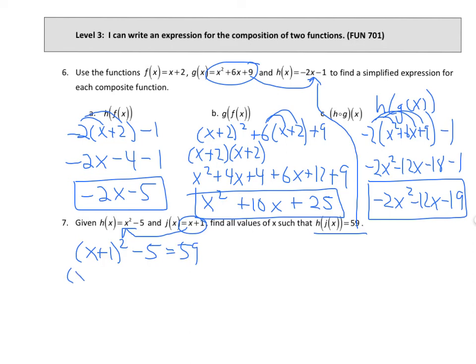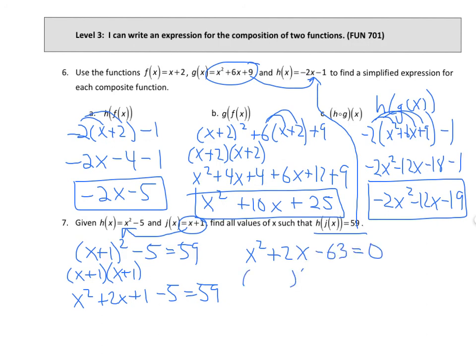We multiply the two binomials, x plus 1 times itself. We get x squared plus 2x plus 1 minus 5 equals 59. And then since this is a quadratic equation, we want to get everything to one side and solve it by factoring. We get x squared plus 2x minus 63 equals 0. We factor that and we get x plus 9, x minus 7. And the values of x that make this true would be -9 and 7.